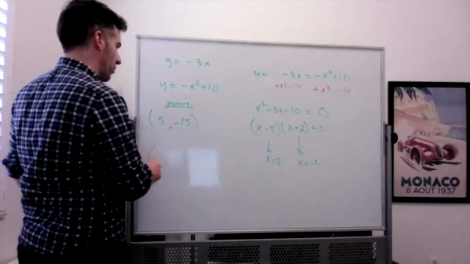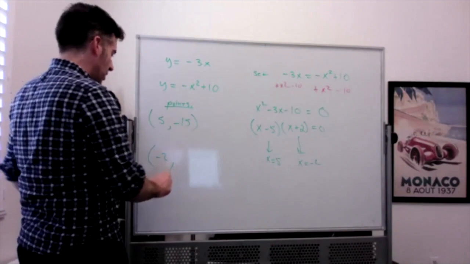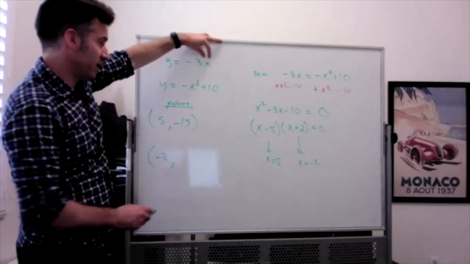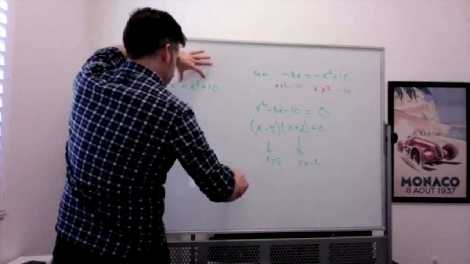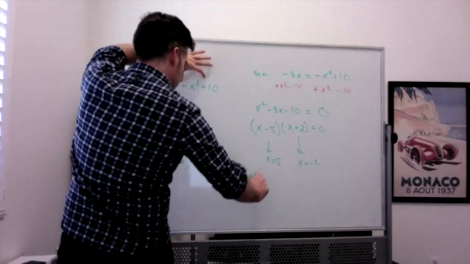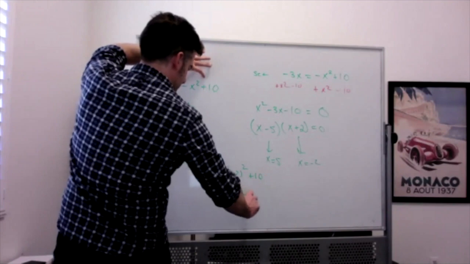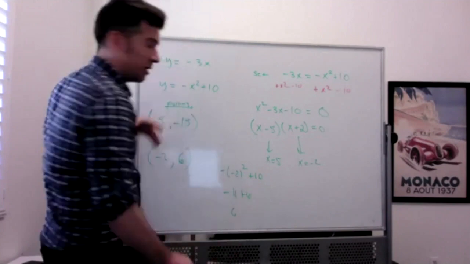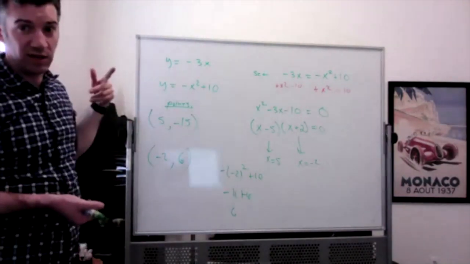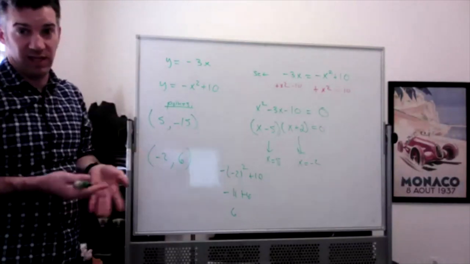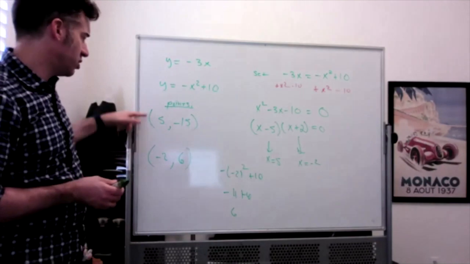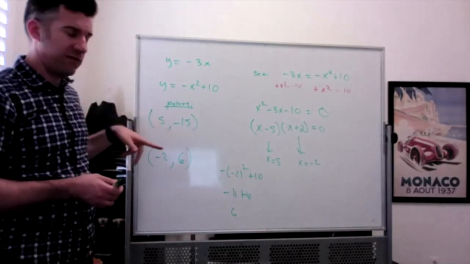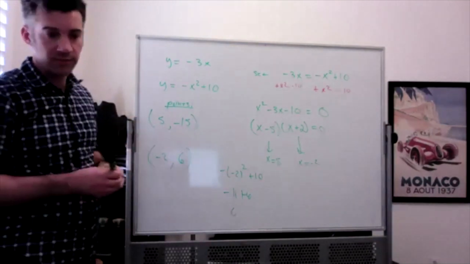And then the other point will be when x is negative 2. If I plug it in here, I get negative 3 times negative 2 is positive 6. If I plug it in here, negative 2 squared plus 10 is negative 4 plus 10, which is positive 6. So it shouldn't matter which one you plug it into. You should get the same y value either way. That's what makes them points of intersection. So these would be the 2 points of intersection: 5, negative 15, and negative 2, 6.